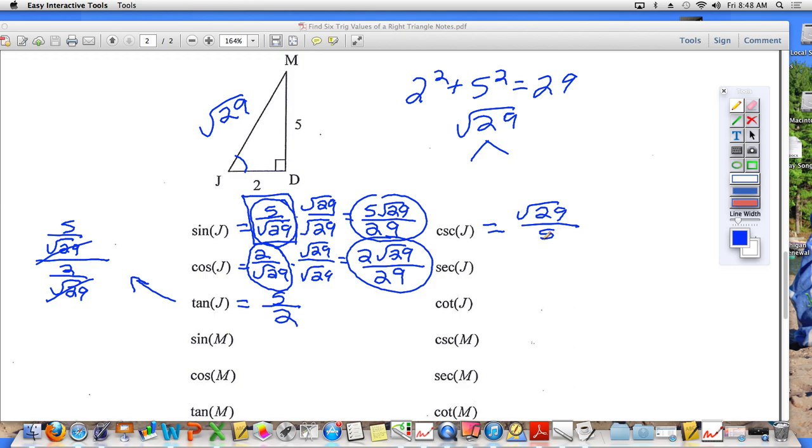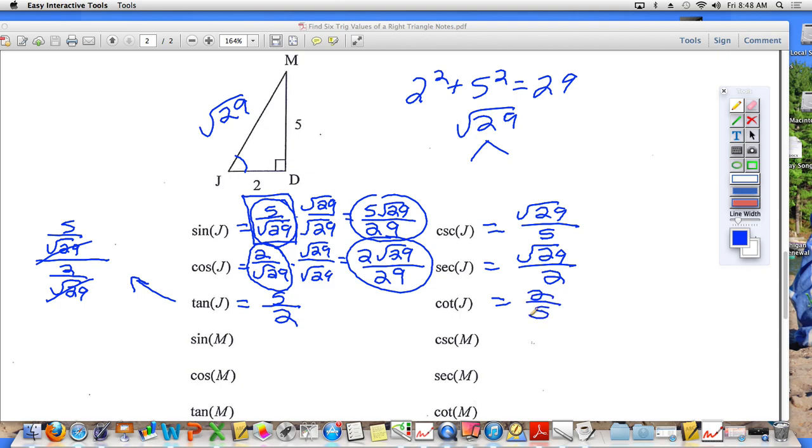Secant of j. Secant is the reciprocal of 2 over the square root of 29, which is going to be the square root of 29 over 2. Yes, Melissa? So you know how you said don't go back to your final answer? If you did and you simplified it, you would still get the same thing. Yes, you would. As long as you follow your rules for rationalizing, you should be fine. I'm just trying to save you a little bit of work. Tangent of J is 5 over 2, so what's the reciprocal of that? 2 over 5. Cotangent of J is 2 over 5.